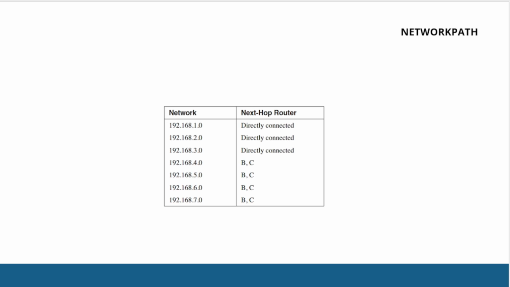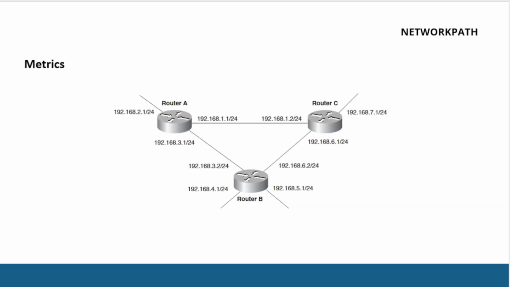But the real question is, if 192.168.7.0 can be reached through both router B and router C, which path should router A actually choose? You can see in this figure that 7.0/24 has two paths for router A. It can go directly to router C or go through router B. The question is which path router A should choose, and that is where metrics come into play. Metrics are like a scoring system, as I told you. They know which path is good, so they give each a metric value.